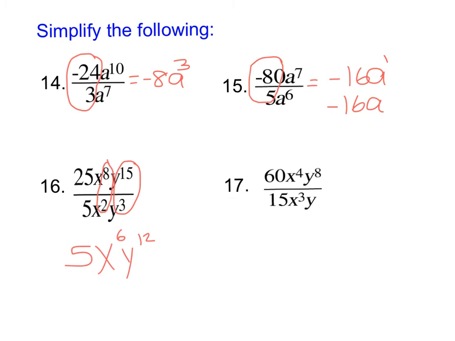Now be careful. I made those multiples. A lot of kids will do 15 divided by 3 is 5. So make sure you are subtracting. All right, and our last one, we get 4. 4 minus 3 is 1. So that's x to the first. And then don't forget the 1 on the bottom. 8 minus 1 is 7.